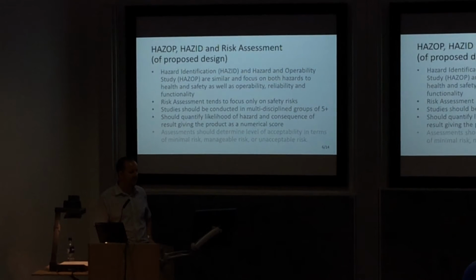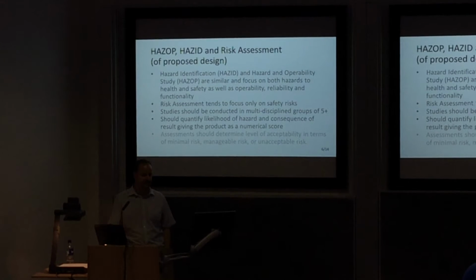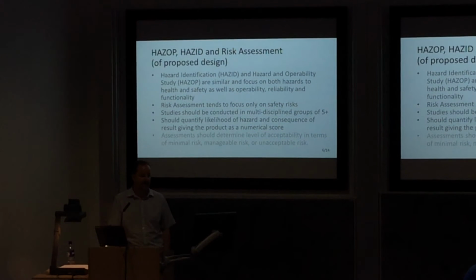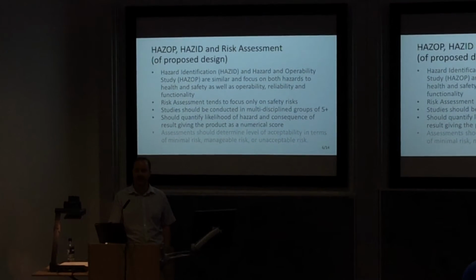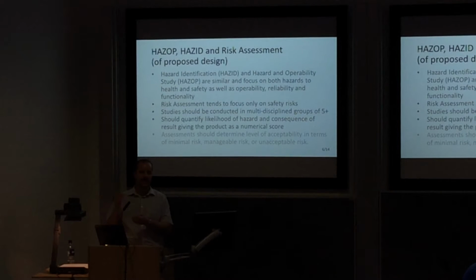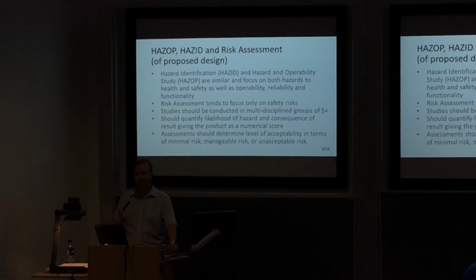The risk assessments should look at quantifying the likelihood of the hazard occurring, and then quantify the consequence of this hazard occurring, and give the product as a numerical score. So risk assessment equals the likelihood multiplied by the consequence. Again, the next slide will tell you a little bit more about this. And the assessment should determine the level of acceptability in terms of minimal risk, manageable risk, and unacceptable risk.